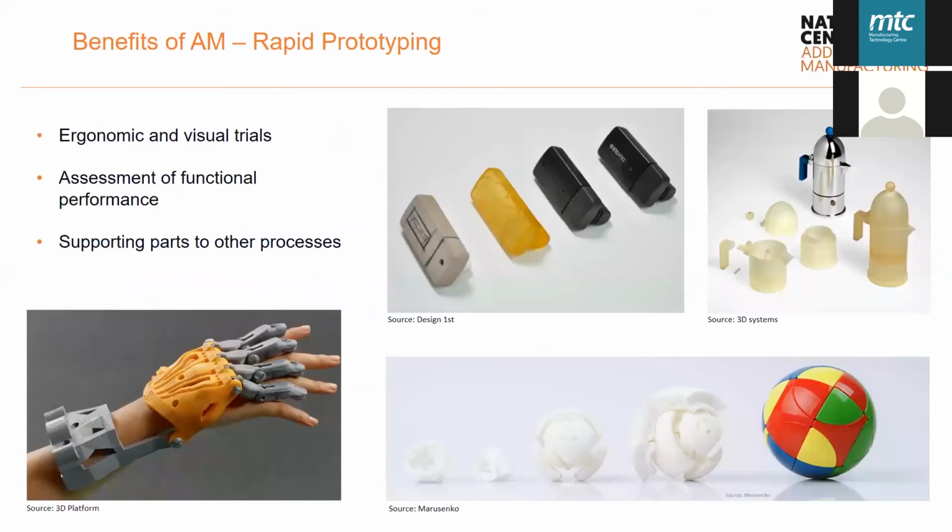So I'm just going to touch on the rapid prototyping benefit. So you can see through these examples, AM has been used for ergonomic and visual trials. It can be used to manufacture components that can assess the functionality and performance of that component. And they can also be used to support other processes within your manufacturing supply chain. So you can see over here some of the examples of AM being used for rapid prototyping.